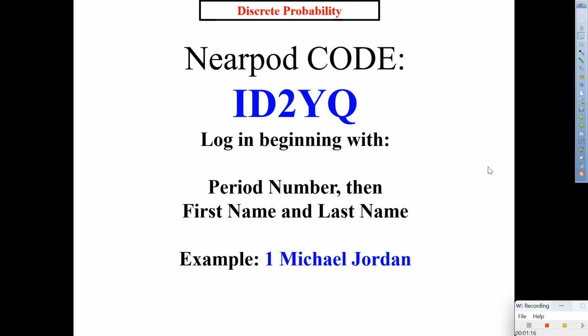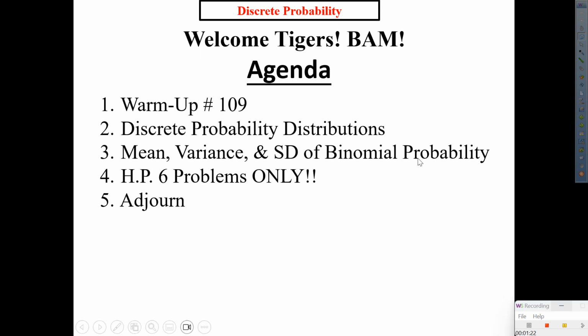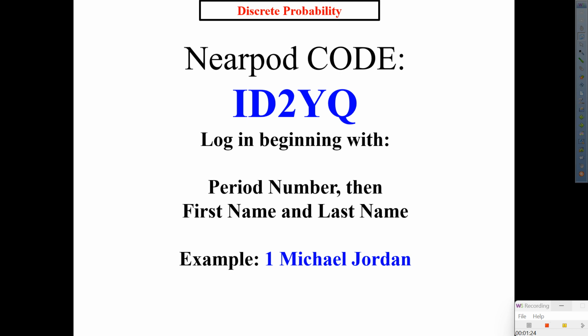Alright, copy that code for the home play. Once again, the agenda, you already copied that. There it is. And there's a code, ID2YQ.